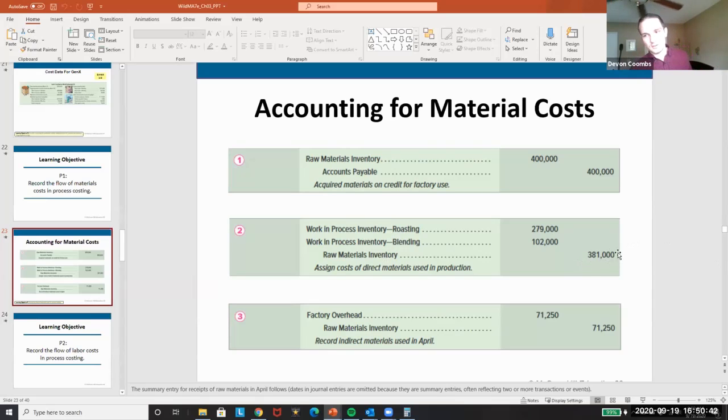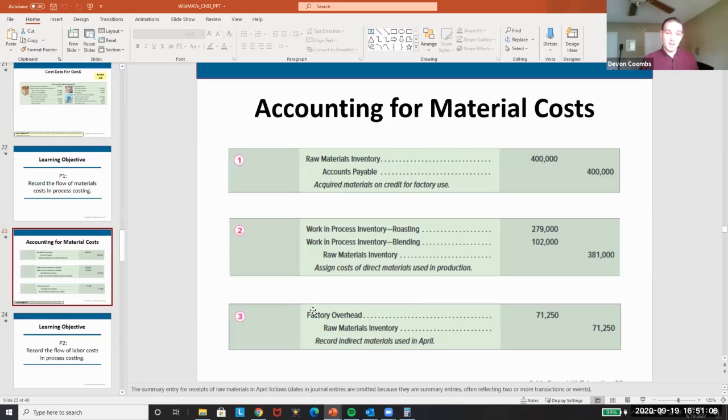So we're just saying, hey, we're using $381,000 of goods. Remember, these are dollars now when we're doing journal entries, and we transfer them to these departments. 279,000 went to roasting, 102,000 went to blending. All this is still inventory, so it's a normal debit balance. So debit increases, credit decreases. But in effect, nothing changes. Inventory is just moving from one hand to the other within the company.